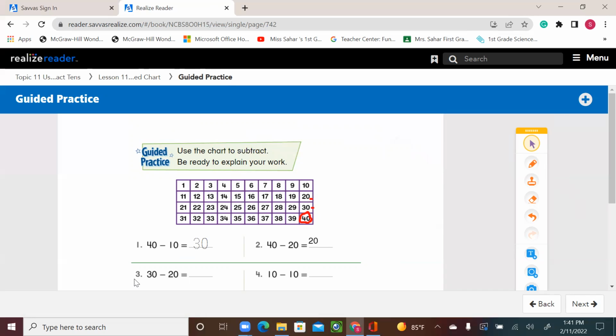All right, let's go for number 3, 30. Here's 30. Take away 20. 20 means 2 rows. So 2 rows, I'm going up. 1, 2. Landed on 10. Let's write down 10.